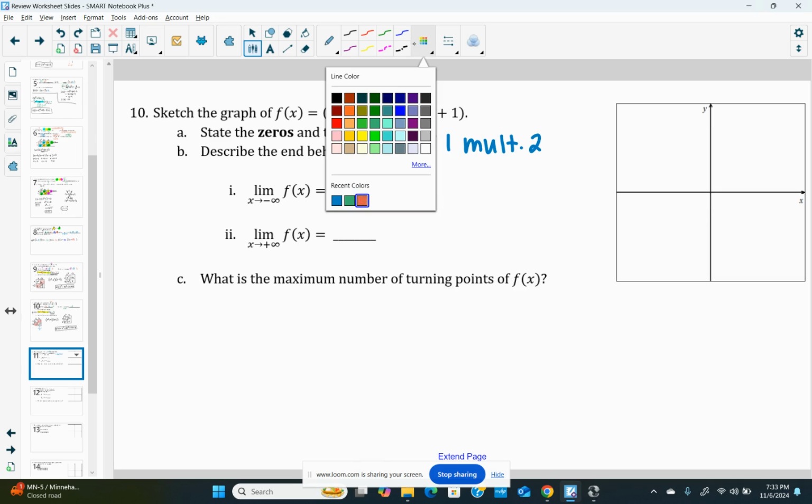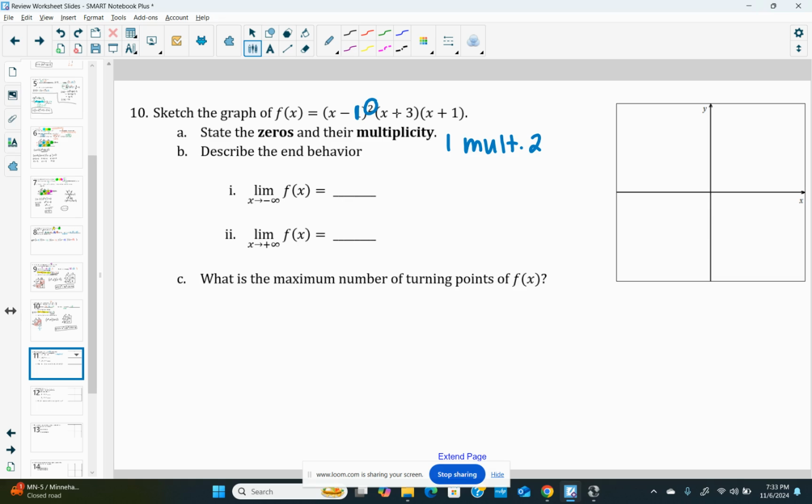This next factor says plus 3, which means that we really plugged in a -3. So the zero is -3 and it's only there once. So you don't have to write multiplicity 1. I'm going to, just so that we know. And then the x plus 1 factor means that the zero is -1. And then again, that's only there once. So the multiplicity is 1.